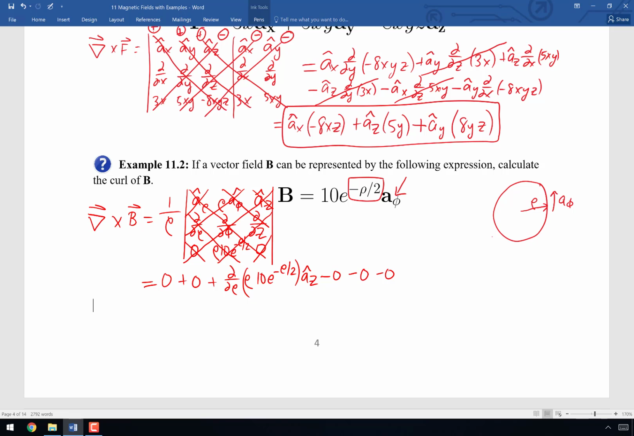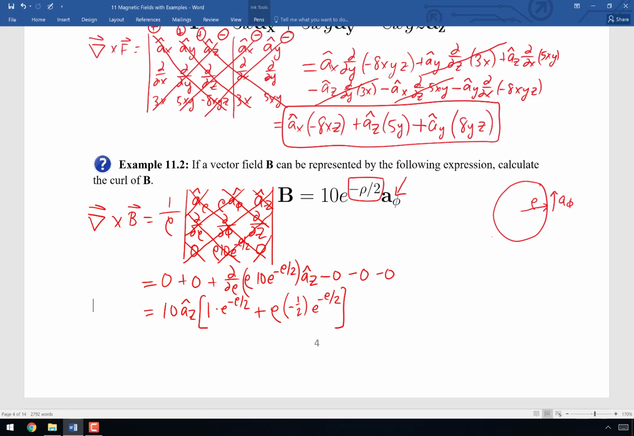What we're going to need to do, though, is we're going to have to do the one term that isn't 0. I'm going to pull the 10 and the a sub z out in front, and then what's left is just rho e to the minus rho over 2. And so that's a product rule. It's not too bad. I'll take the derivative of the first factor, so that's 1 times e to the minus rho over 2 plus, and then I keep the first factor, and I differentiate the second factor. And when I differentiate e to the minus rho over 2, I simply get a minus 1/2 times e to the minus rho over 2.